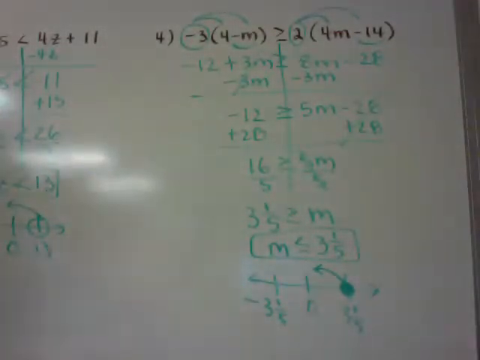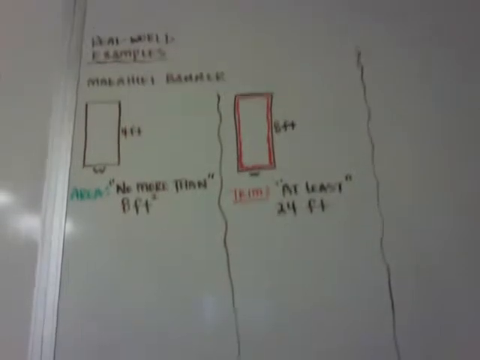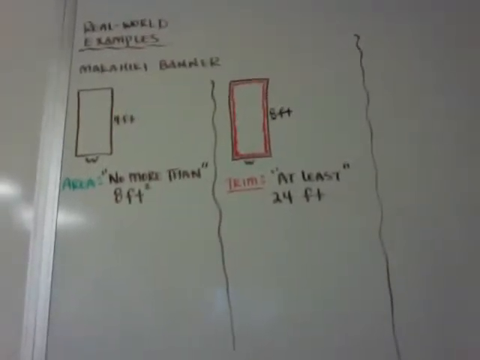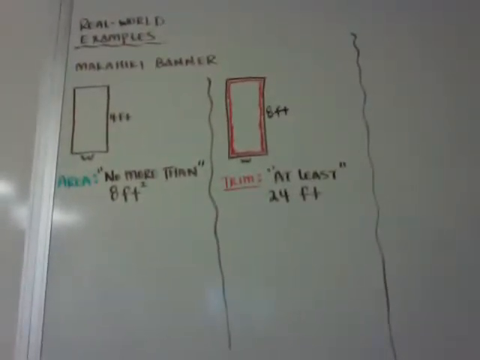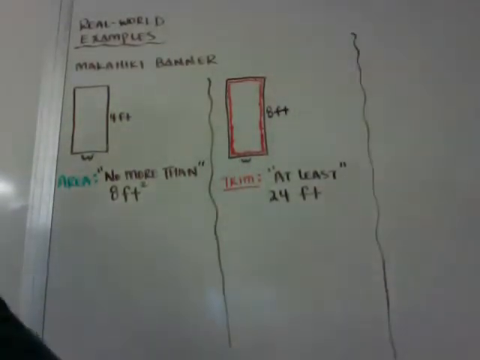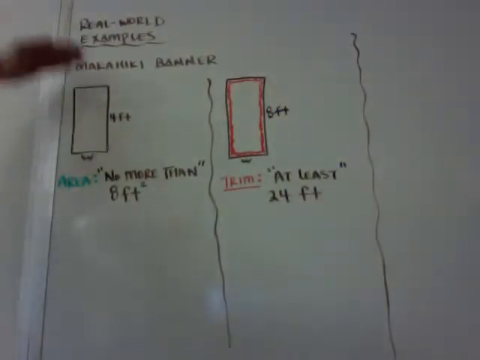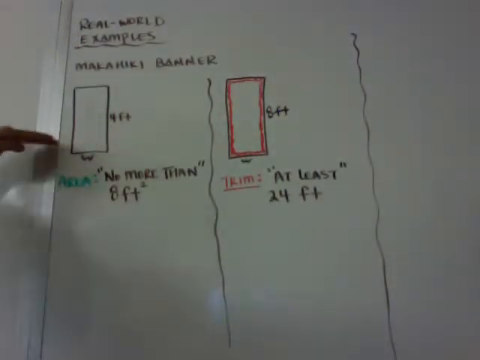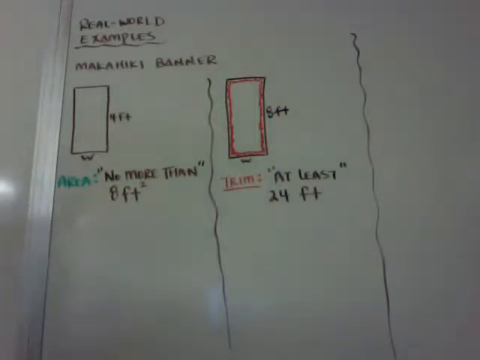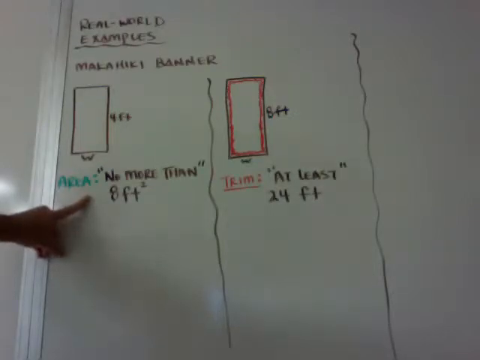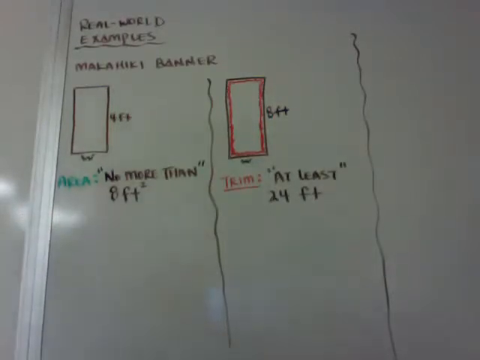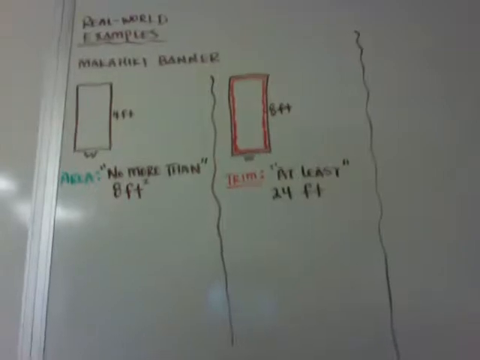This next problem is a real world example. So with Makahiki coming up, we're going to do Makahiki banners. Okay, and so say, for example, they cut a cloth out and it was 4 feet tall. Okay, and they're not sure how wide you want it, but if they give the instructions that your area can be no more than 8 feet squared. Okay, how wide can we make it? Okay, no more than 8 feet squared.